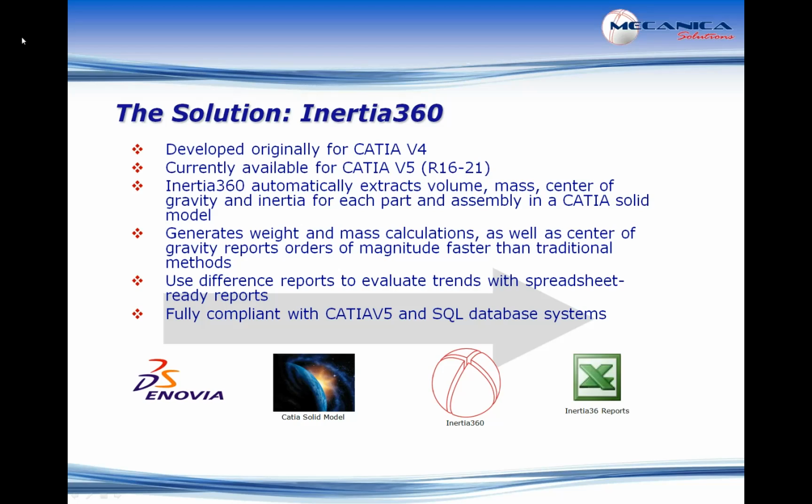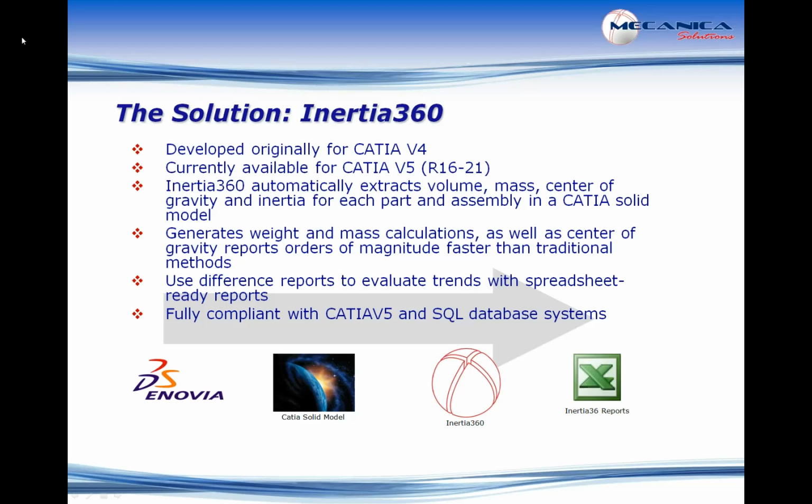Our solution, Inertia 360, originally developed for CATIA V4, is currently available for CATIA V5, versions R16 all the way up to R21. Inertia 360 automatically extracts volume, mass, center of gravity, and inertia for each part and assembly in a CATIA solid model. I'll go over this in my presentation shortly. We generate weight and mass calculations as well as center of gravity reports orders of magnitude faster than traditional methods.